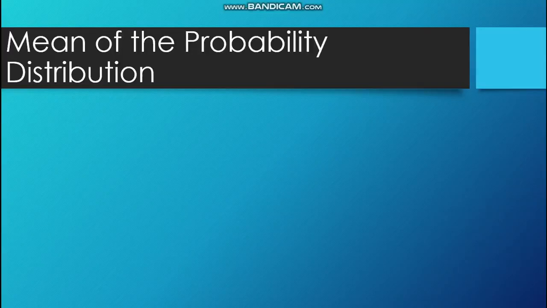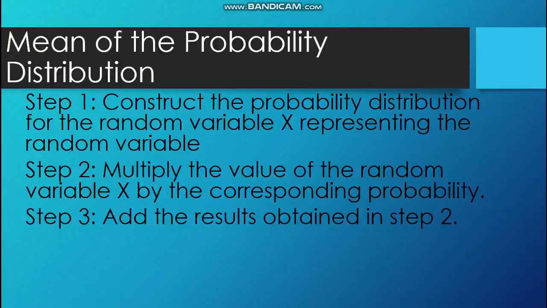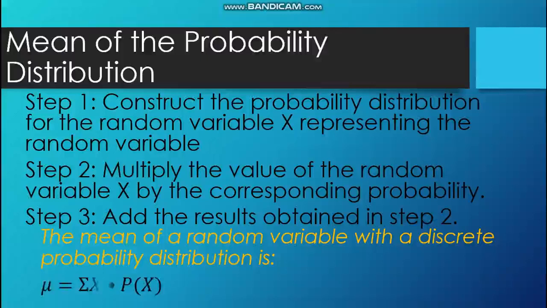Okay, good day. From the previous lesson, you have learned how to determine the mean of a discrete probability distribution by following these three steps. That is in relation with our formula of the mean of the probability distribution, which is the summation of the products of the random variable x and its corresponding probability. Remember, we use mu as a symbol for the mean of the probability distribution.